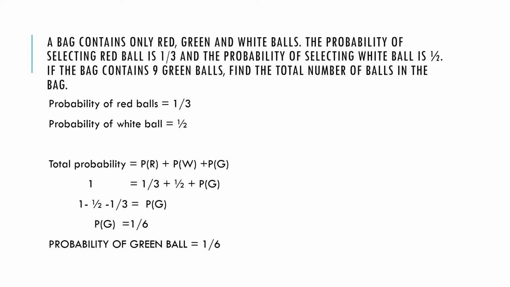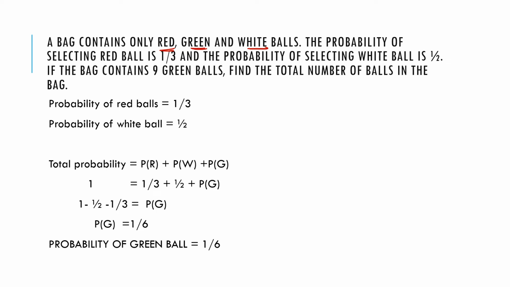Now for the next example, a bag contains only red, green and white balls. In one bag I have red, green and white balls. The probability of selecting a red ball is 1 by 3. The probability of selecting a white ball is 1 by 2. If the bag contains 9 green balls, find the total number of balls in the bag.